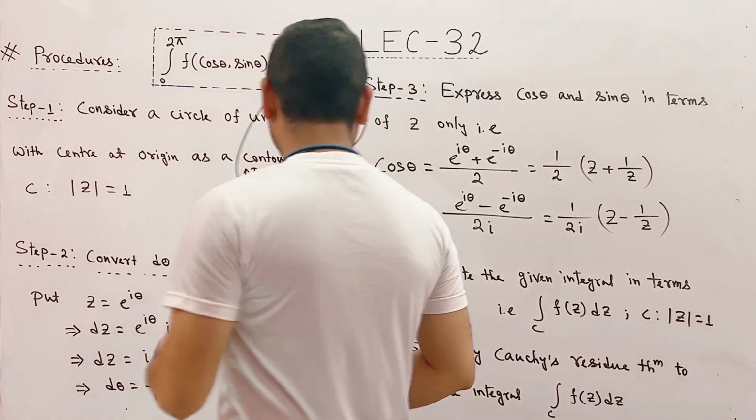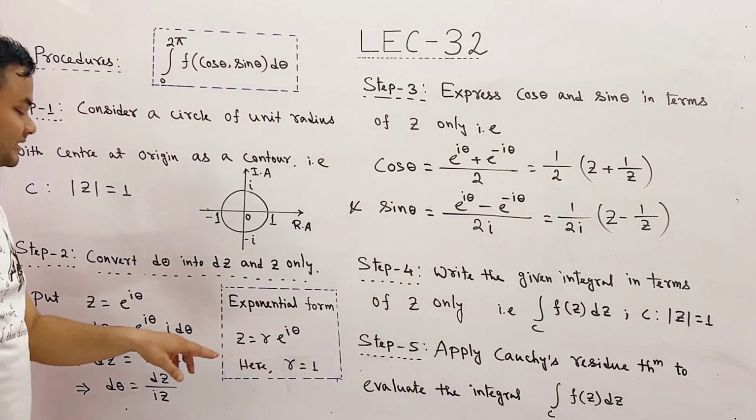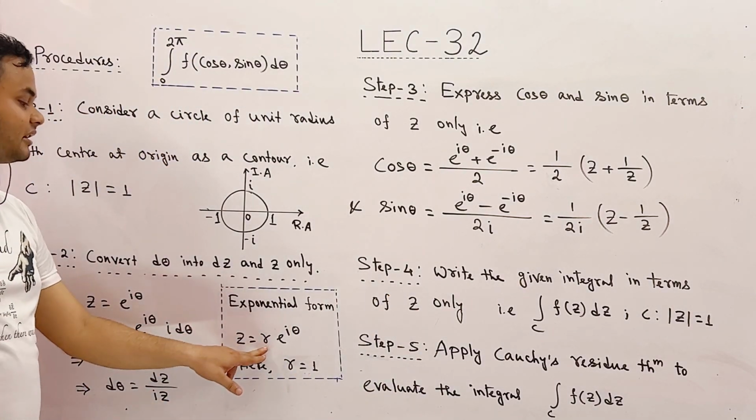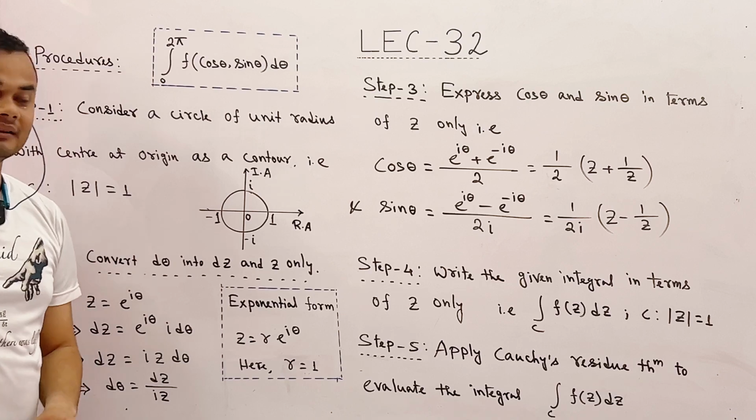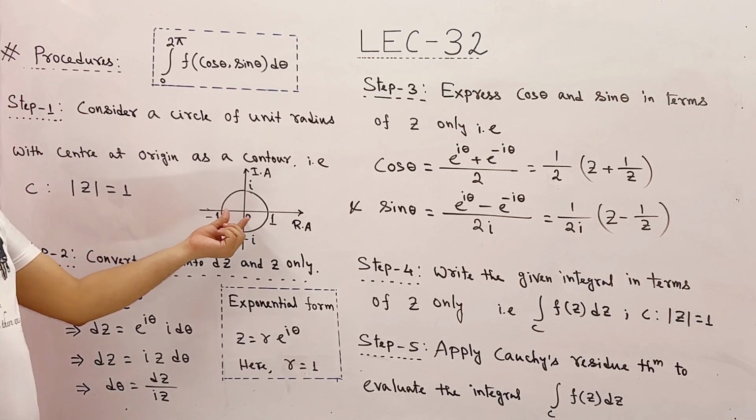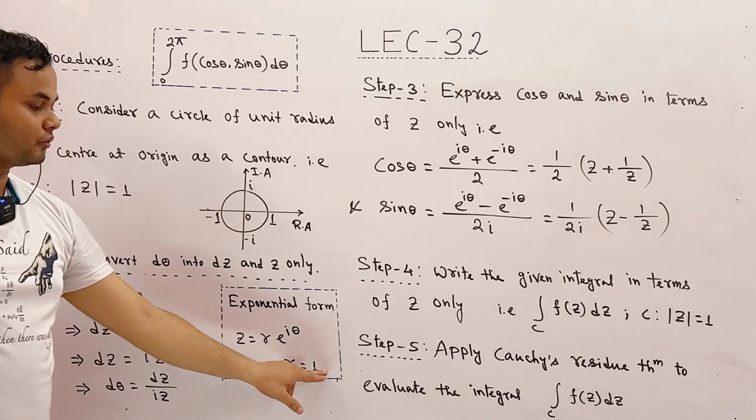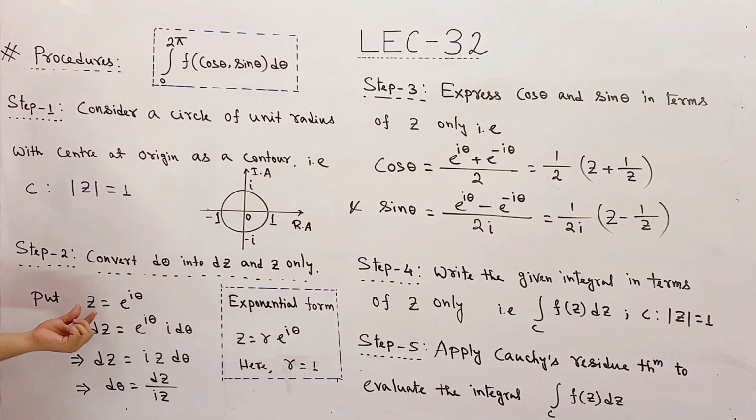Students, we know that in exponential form, a complex number z can be written as r into e to the power iota theta. In our case, the radius of the circle is 1, so therefore r equal to 1. So finally, we will get z as e to the power iota theta. After differentiating and after simplifying, we will get d theta as dz divided by iota z. Next, move to step number 3.